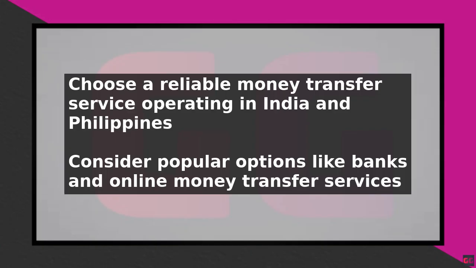Step 1 is to gather the necessary documents and information. This typically includes your identification proof, the recipient's name and address, and their bank account details if you are transferring money directly to their bank account.